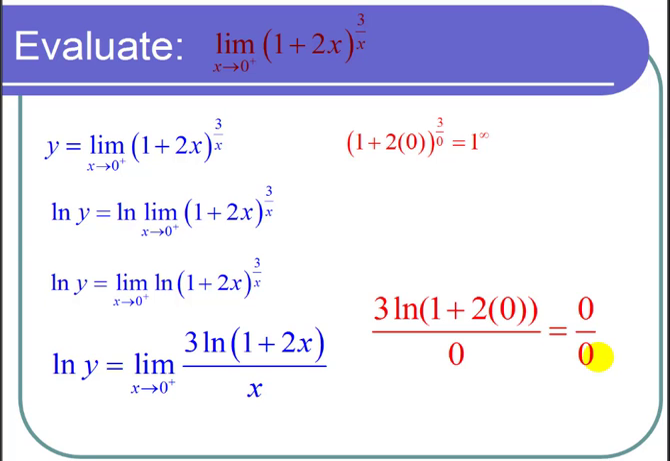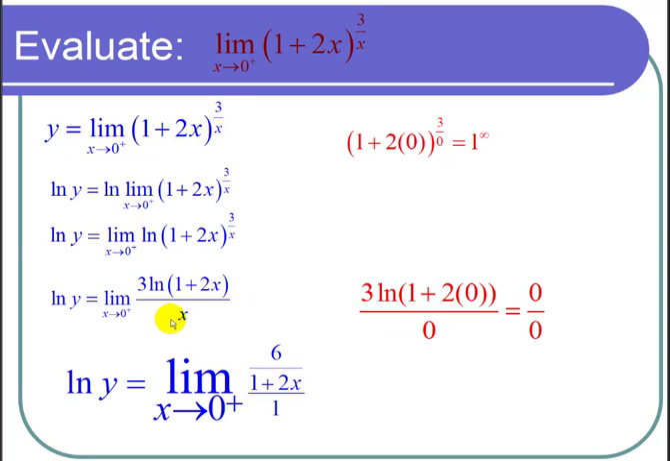So that means I can take the derivative of the numerator and the denominator and still take the same limit. So I do that. The derivative of the numerator, I use a chain rule. The derivative of 1 plus 2x is 2. 2 times 3 is 6. There's my 6. And the derivative of the natural log function says take 1 over what's inside. So I get 6 over 1 plus 2x.